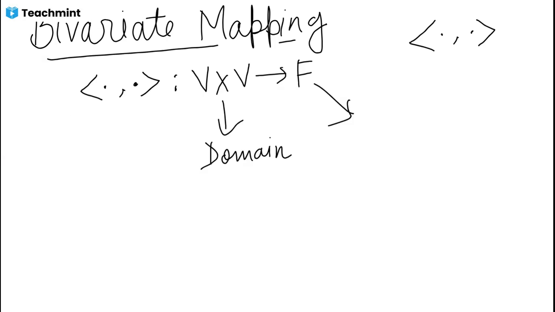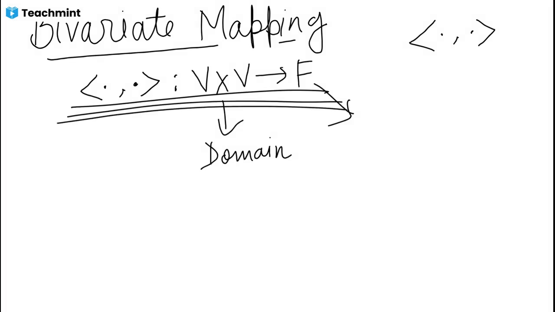Now, got it? Yes. When we say this bivariate mapping is defined to be an inner product, it must satisfy the following properties, or you can say following axioms. This bivariate mapping is said to be an inner product when it satisfies the following properties. Let us now learn the given properties.